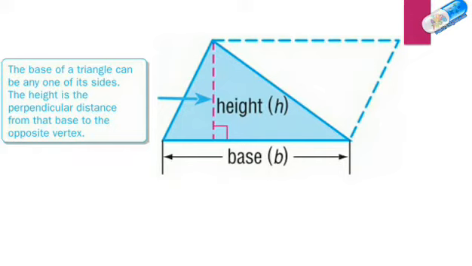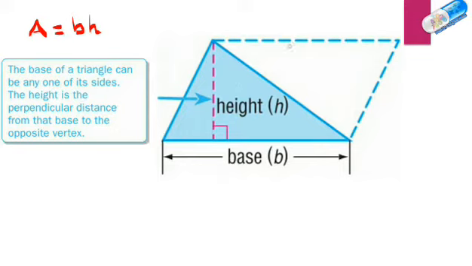Let's quickly remember what a parallelogram was and what the area of the parallelogram was. If this is a parallelogram with base B and H as a height, the area of this parallelogram was A equals BH, or B times H, which is base times height.